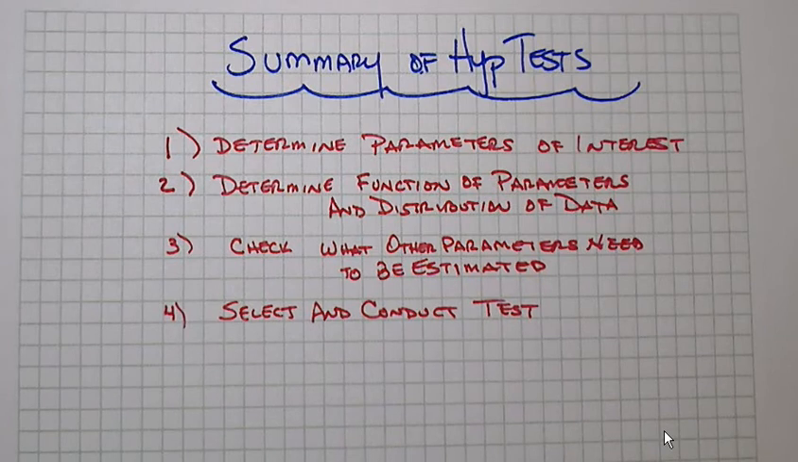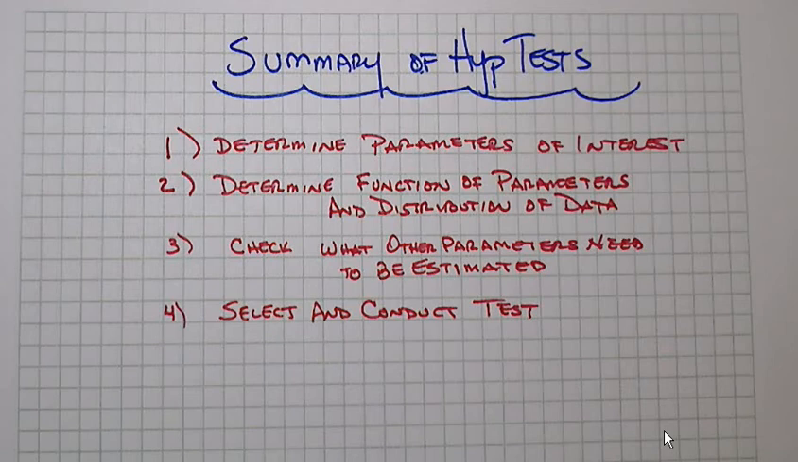Right, so determining the parameters of interest is absolutely first. It seems trivial, and in some cases maybe it is, especially in some of the homework exercises. It might be very straightforward and easy to figure out. And then determine the function of the parameters and the distribution of the data. What that means is, are we talking about differences in means? Is it something else more complicated than that? If it's a single sample, well then where are we going with that?